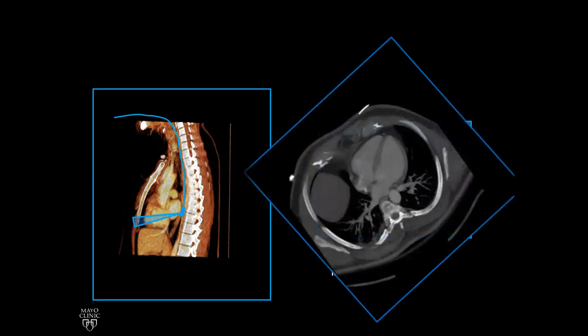So imagine here's our CT scan. If we had a probe right here, we can make a view like that. This is just to emphasize that the esophagus runs posterior to the left atrium normally.